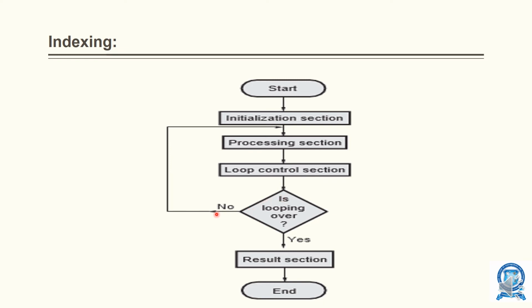For an unconditional loop, you need not go for this condition. Once you come here, without checking this instruction, directly it can be moved to the point where it needs to repeat again. So you need not check this condition. That is the difference between a conditional loop and an unconditional loop.